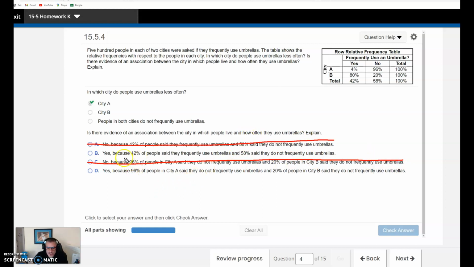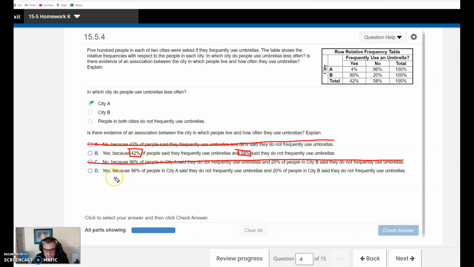And let's look at our two choices here. Yes, because 42% of people, 42 and 58. So look at the numbers they're using here. Yes, because 42% said they frequently use umbrellas and 58% said they frequently do not. That's using the row totals. That's combining. We're interested in each individual city. So again, even if you're not sure, let's just go ahead and leave that one, and come back to it.